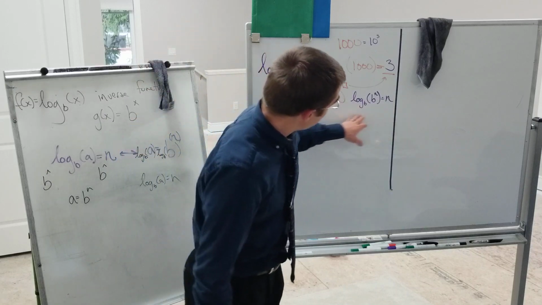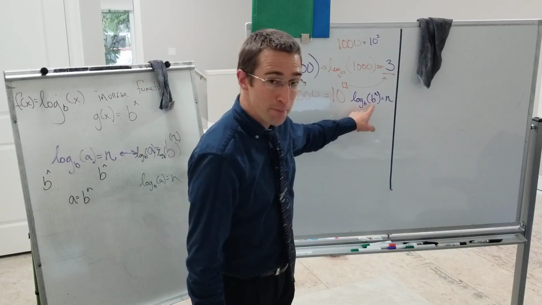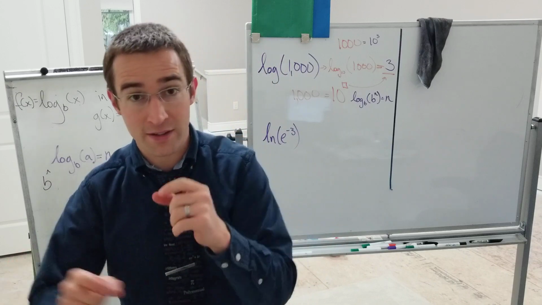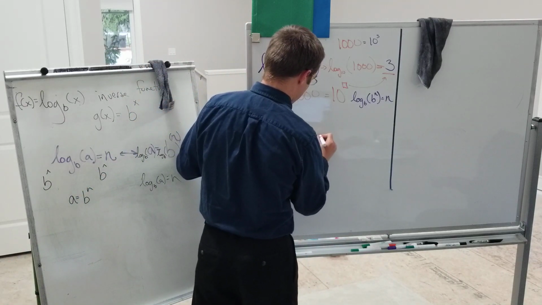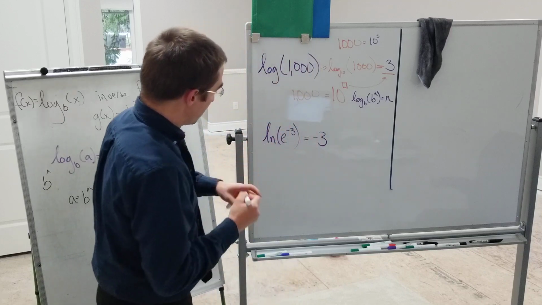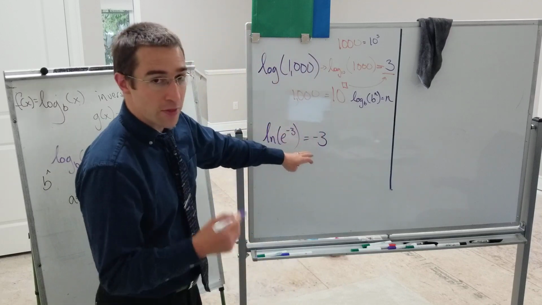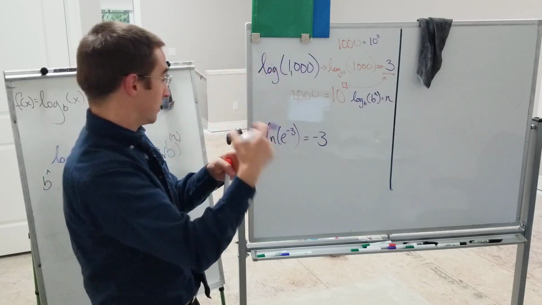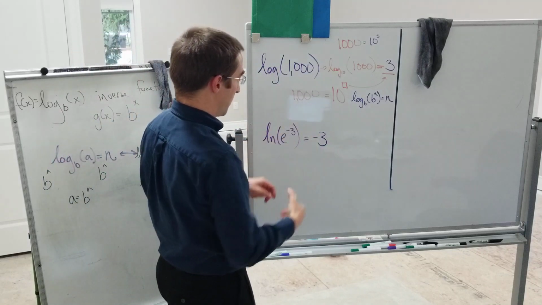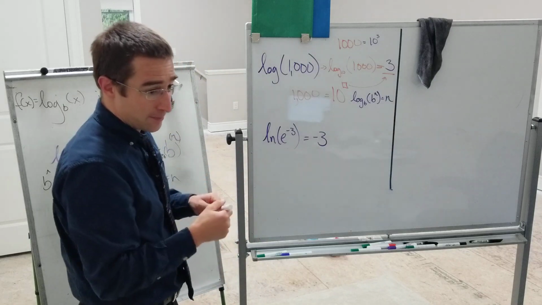So using this property, where the base matches the base on the logarithm and the base on the exponent, this just gives us negative 3. The natural logarithm cancels out the e to the part, and we're just left with the argument of the e to the function, or the e to the whatever expression, the exponent. All right, and that's it.